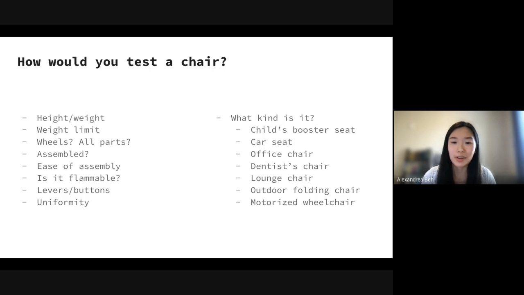And so that's why I asked, what kind of chair is it? What is it supposed to do? And once you understand that, once you have more information, then you'll probably have a more detailed answer on how you might test it.